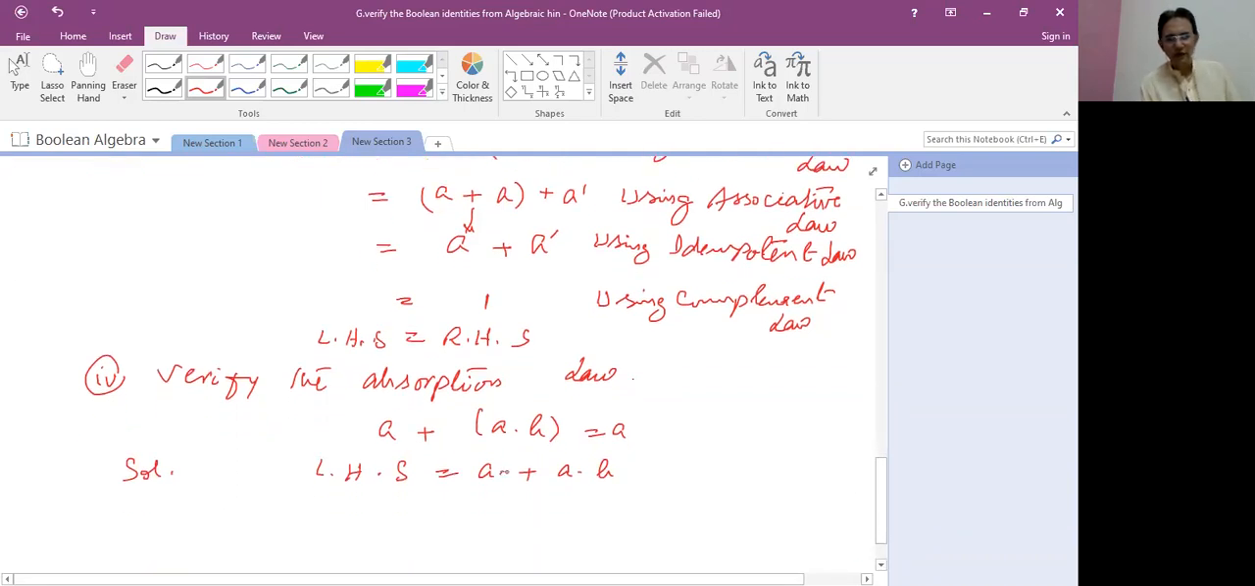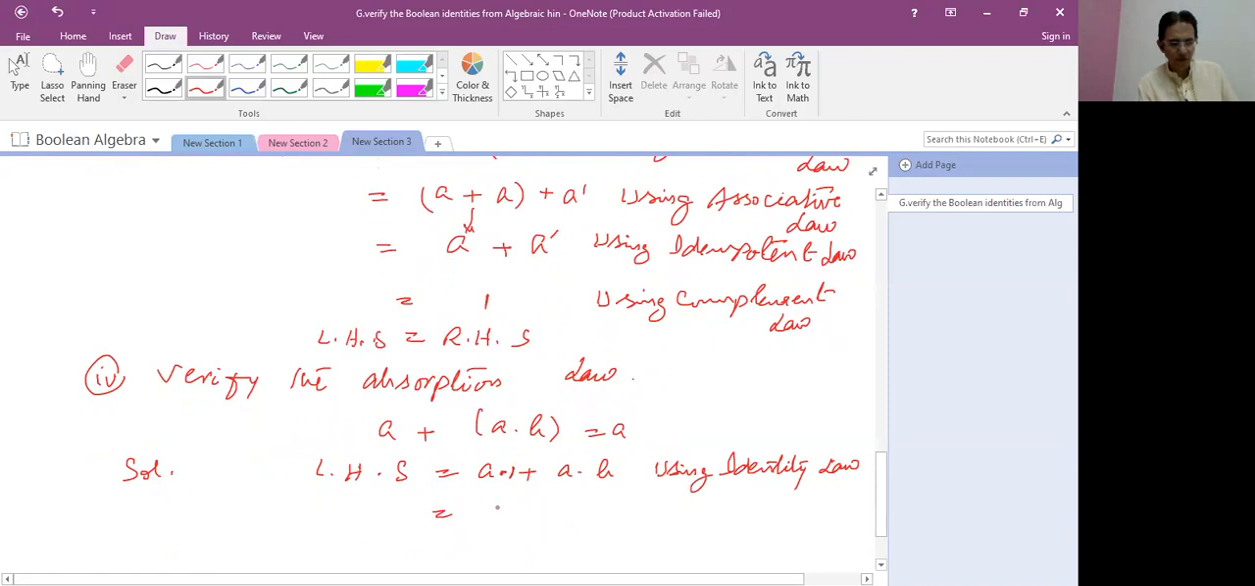Student, if we write here A dot 1, it means A. So it means using identity law. It means no effect in the given condition. Dot 1 represents identity here. It means there is no effect in the given expression.